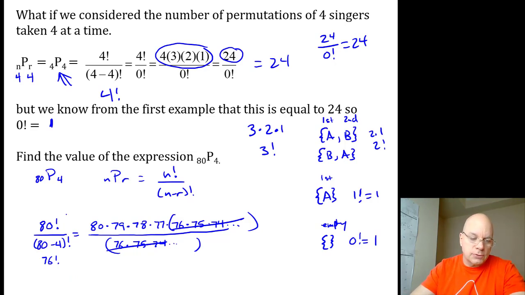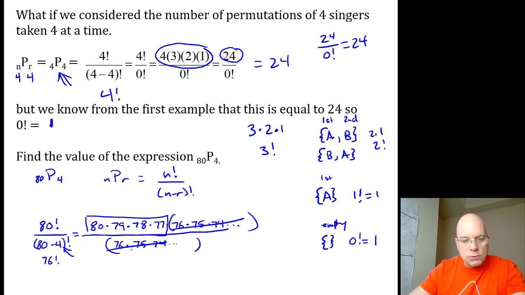You can't even do 80 factorial on a calculator. Even with scientific notation, it's too large a number. But all you have to do on your calculator is 80 times 79 times 78 times 77. And if you think about it, that makes sense. That would be kind of like the same situation where we've got 4 trophies, but now we've got 80 contestants. There's 80 ways to award first place, and then once it's been awarded, there's 79 ways to award second. So this is just like our singing competition, but just with a lot more contestants.